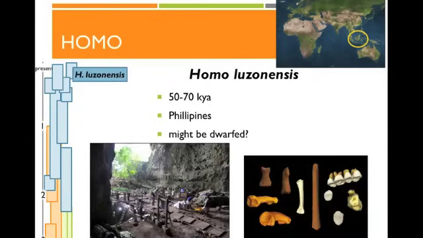Much more recently is the discovery of a group called Homo luzonensis from the Philippines. These guys date from about 50 to 70,000 years ago, and similar to Homo floresiensis, this might be a dwarf species. Now, there haven't been a ton of fossils published yet from this species, and certainly we will learn more as time goes on, but an interesting new addition to the hominin family tree at a pretty recent date.